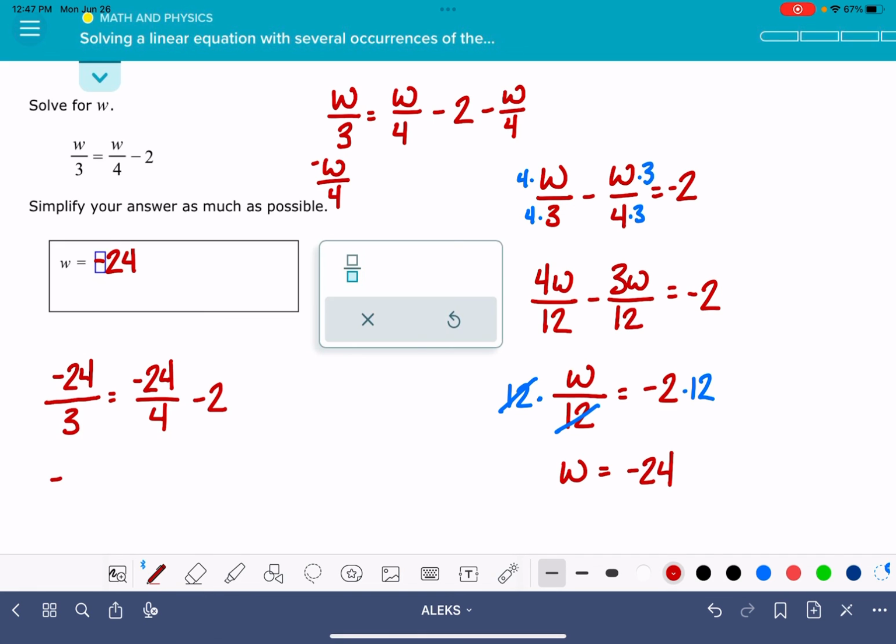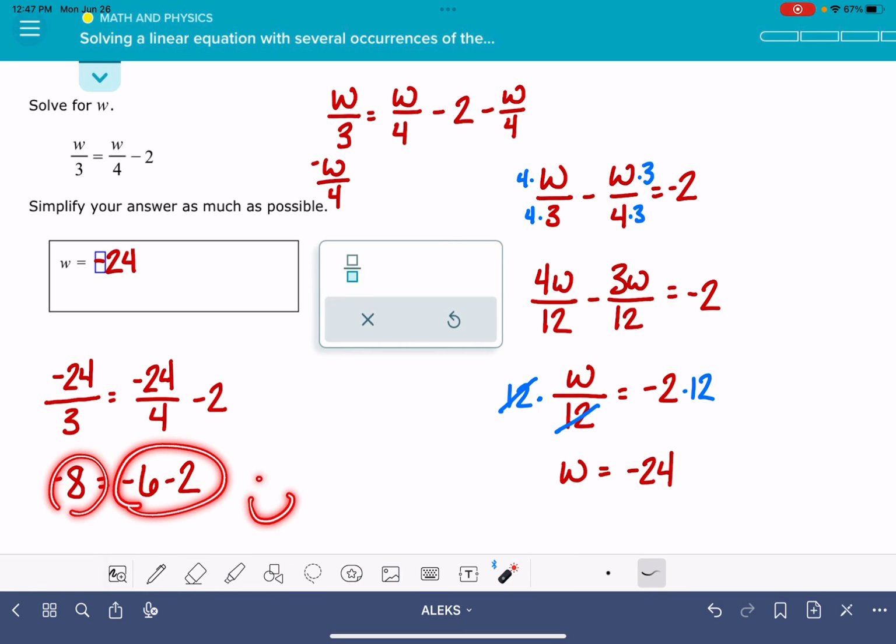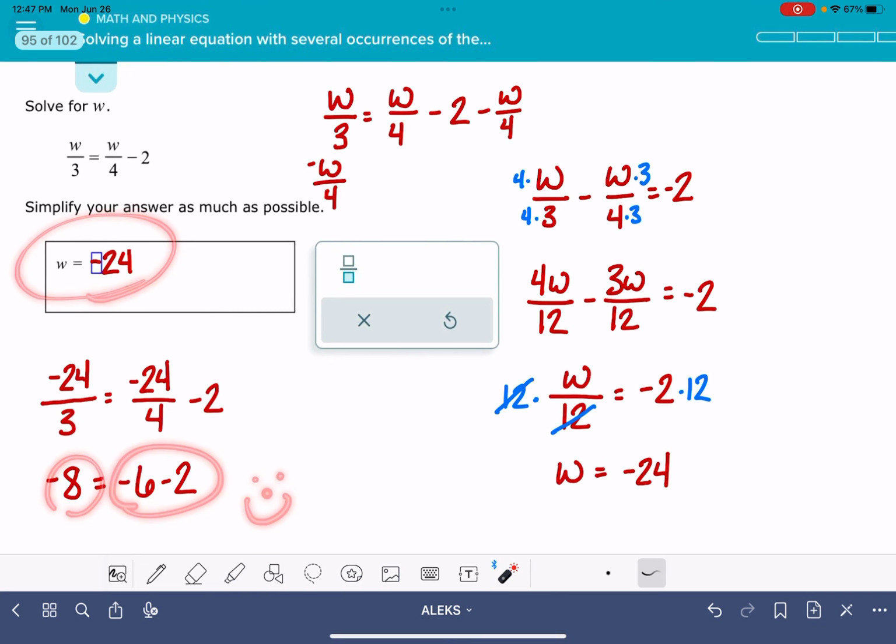Negative 24 divided by 3 is negative 8. Negative 24 divided by 4 is negative 6. And negative 6 minus 2 is negative 8, so I did this problem correctly, and my answer is negative 24.